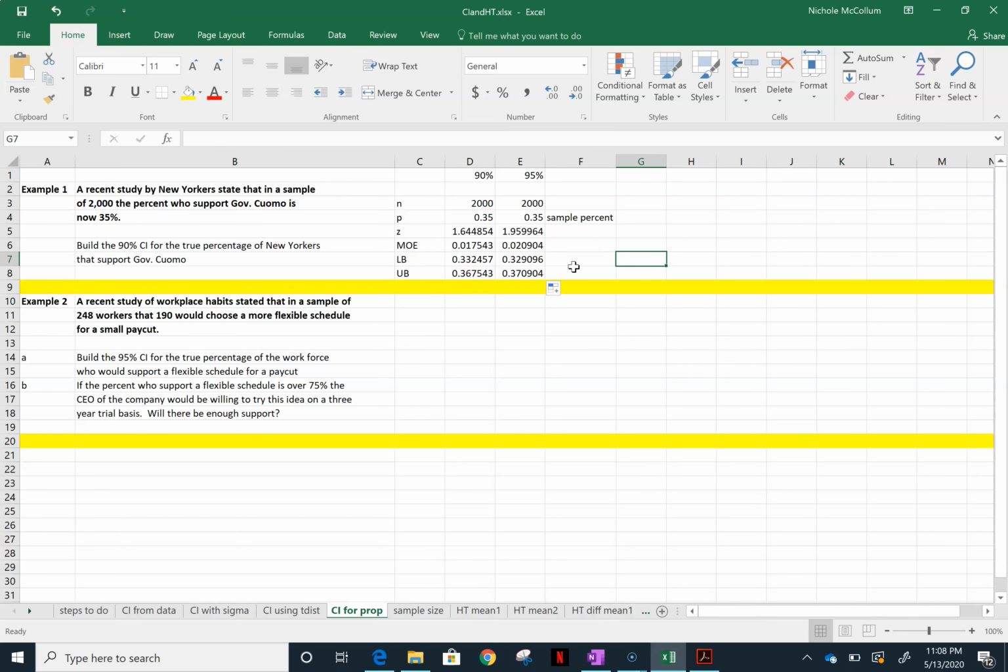I can state the answer, though. Again, I am 95%. I am doing the other one. I know the question was for 90. I decided to go big time. I'm 95% confident that the true population percent who support Governor Cuomo is between 32.9% and 37.1%. What you do with that information, that's up to you.